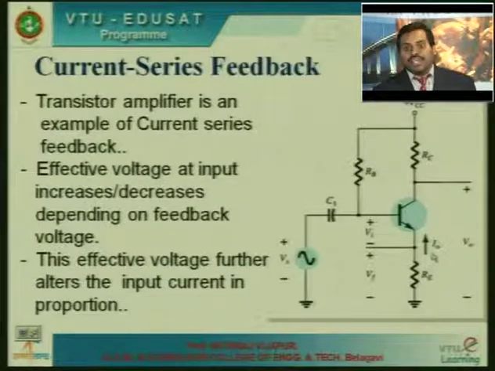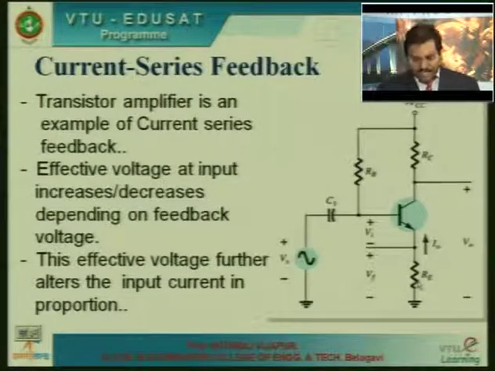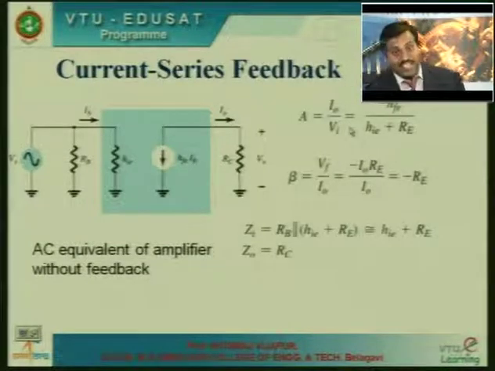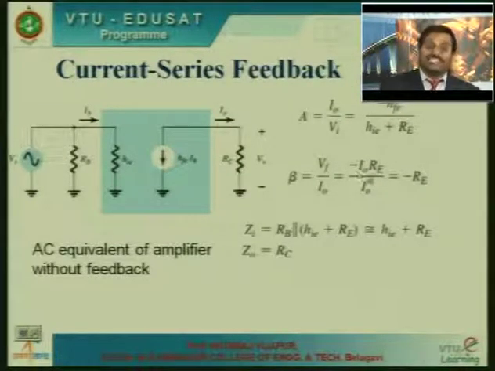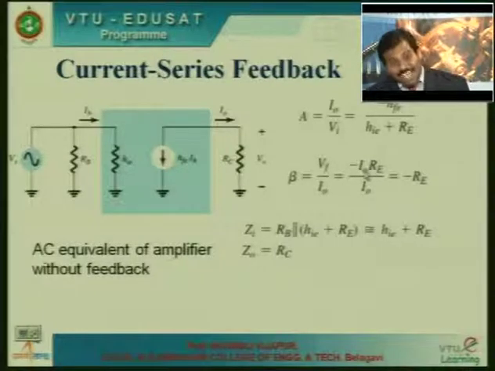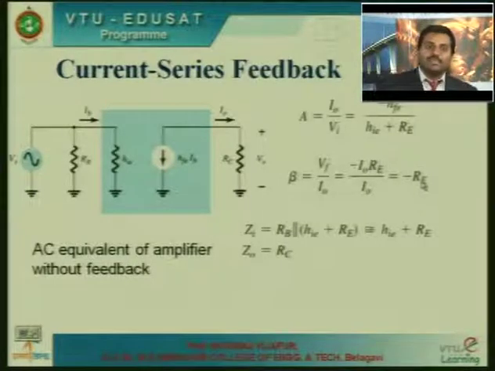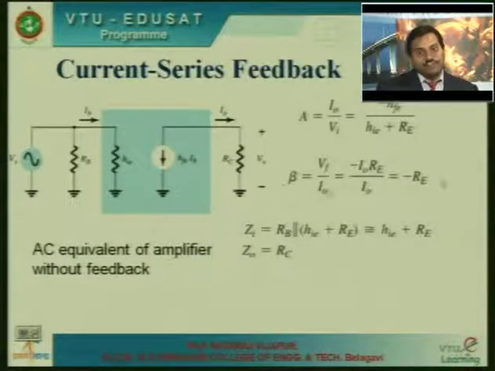So it will be I naught into Re. The direction of I naught is negative to the emitter current. So it is called minus I naught. It is in fact IE Re, and IE is minus of I naught. So it is minus I naught Re divided by I naught, equal to minus Re. So this is the gain of the feedback network.